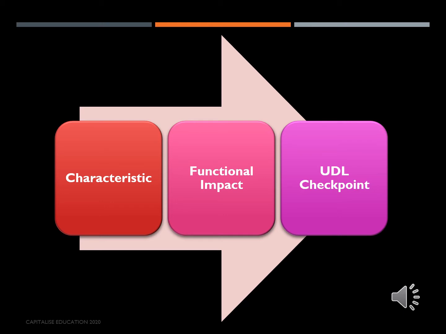Once we have identified the characteristics of our students on the autism spectrum, and the functional impacts at school, we can then start thinking about which UDL checkpoints we'll be applying to the planning, teaching and assessment cycle.